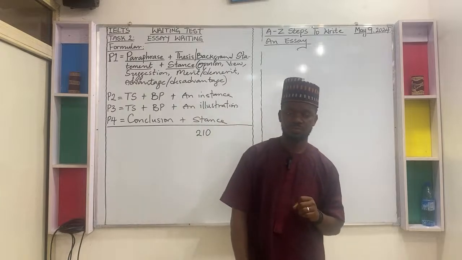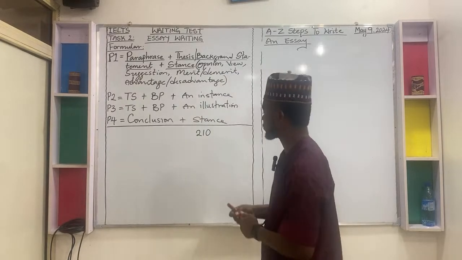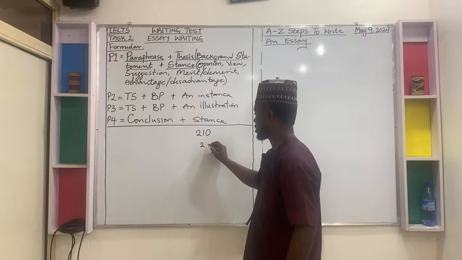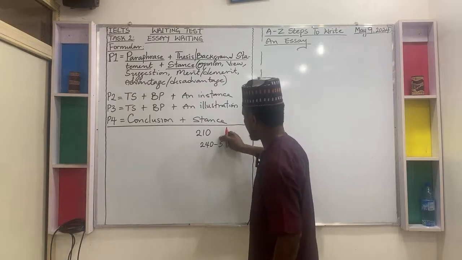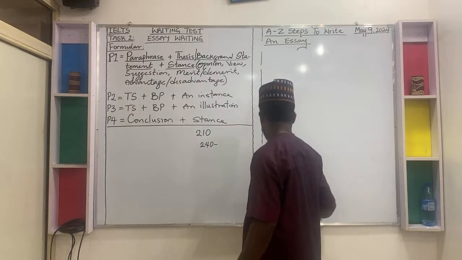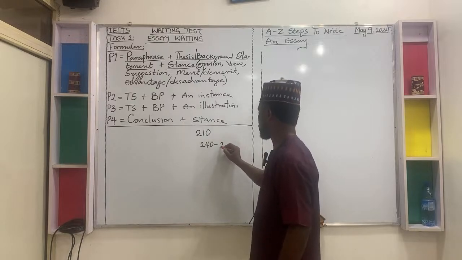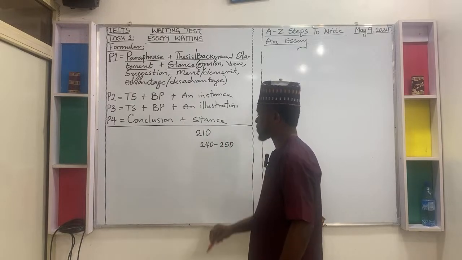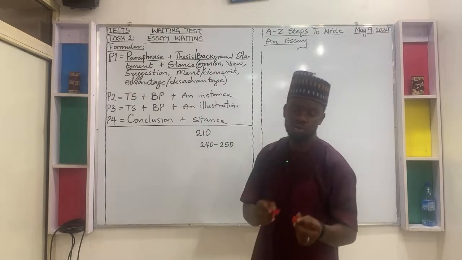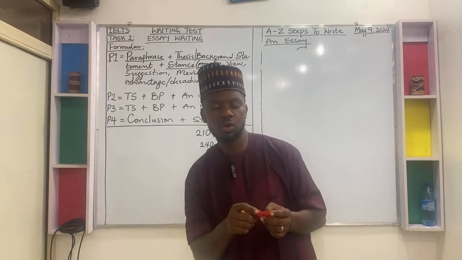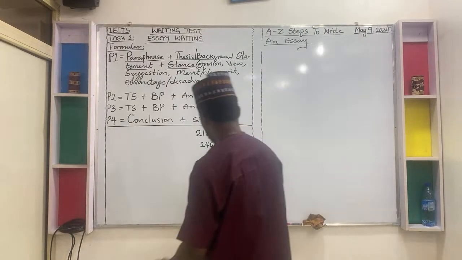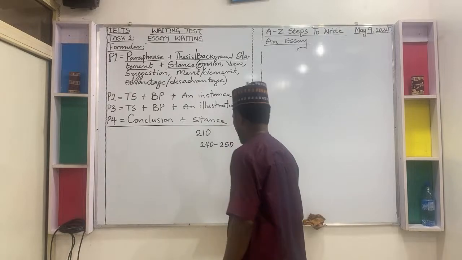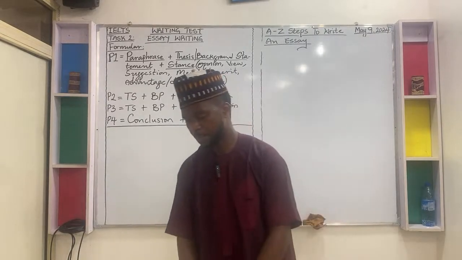Whereas, if you've written between 240 to 250 words or above, then simply use the conclusion template in light of the above, rather than overflogging the essay.